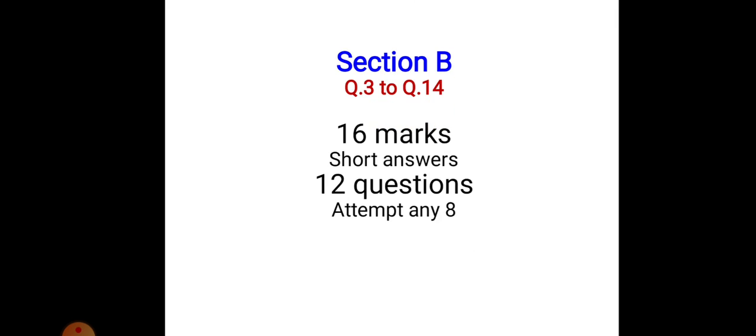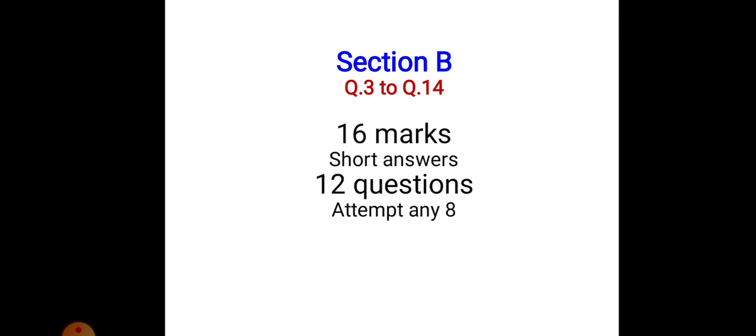Then we will move to section B. Section B carries 12 questions, out of which 8 are to be attempted. It carries question number 3 to question number 14. Short answer type questions are there, and each question carries 2 marks. So if you attempt 8, you'll get 16 marks. So this is a 16 marks section, and there will be 2 marks questions.